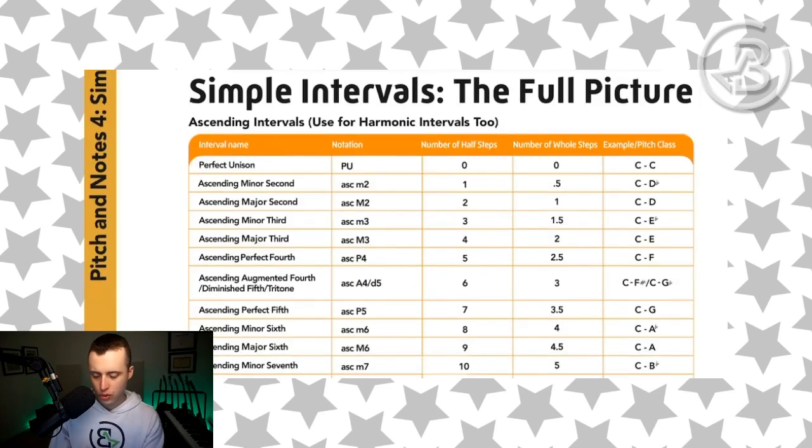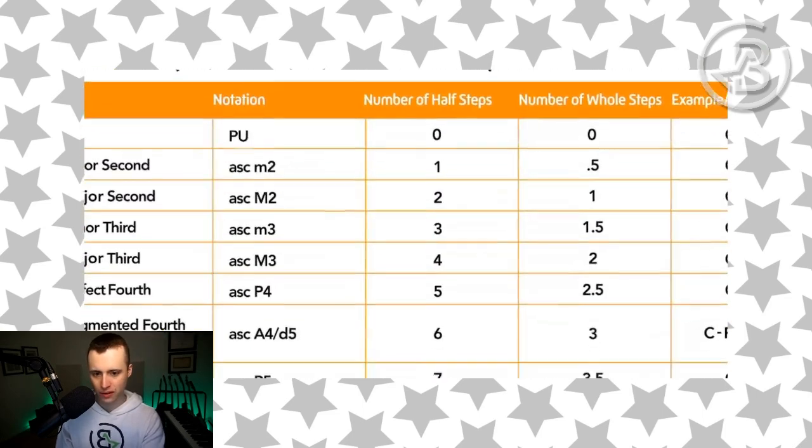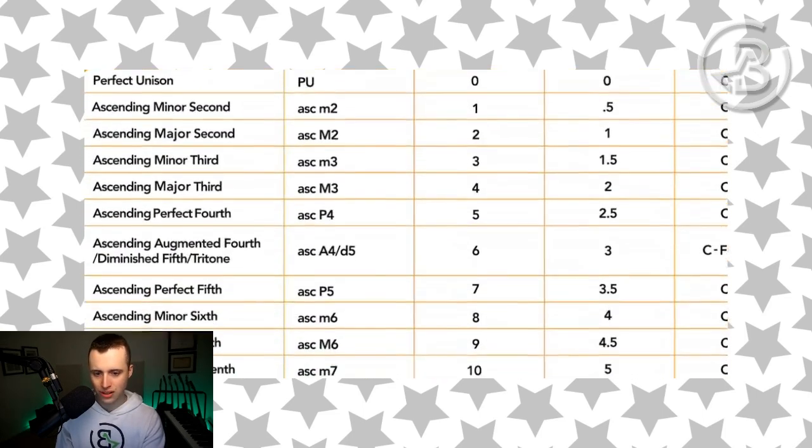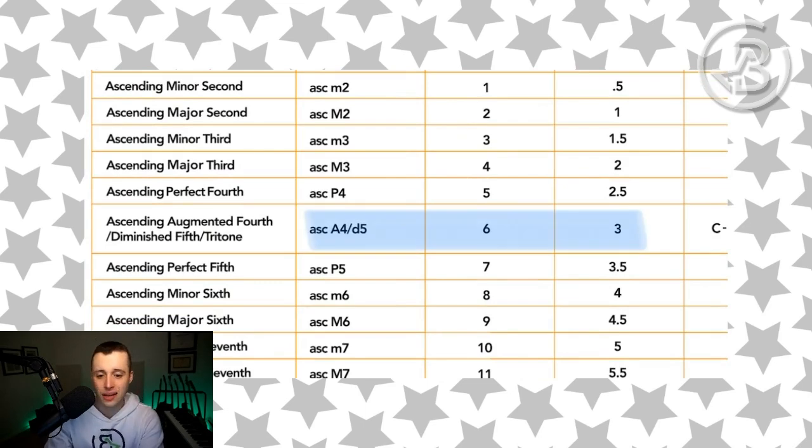quality. So we go to the ascending and harmonic intervals table here, and we look at number of half steps. That's right in the middle. See that? Number of half steps. And we're going to go to 6. We had 6 half steps. 6 half steps is either going to be an augmented fourth or a diminished fifth.